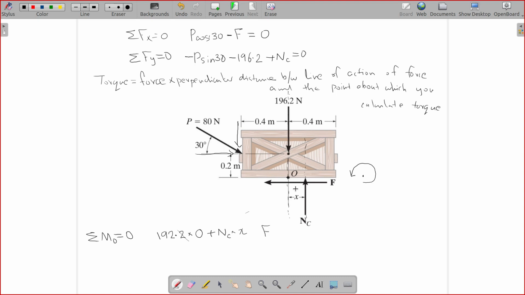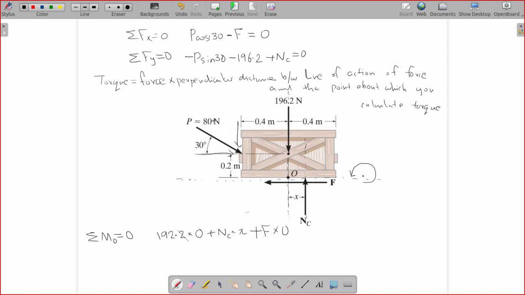What is the perpendicular distance between the line of action of F and O? This is the line of action of F. The perpendicular distance between the line of action of F and O is 0, so it doesn't matter whether it is positive or negative. Now this P, you can consider together.